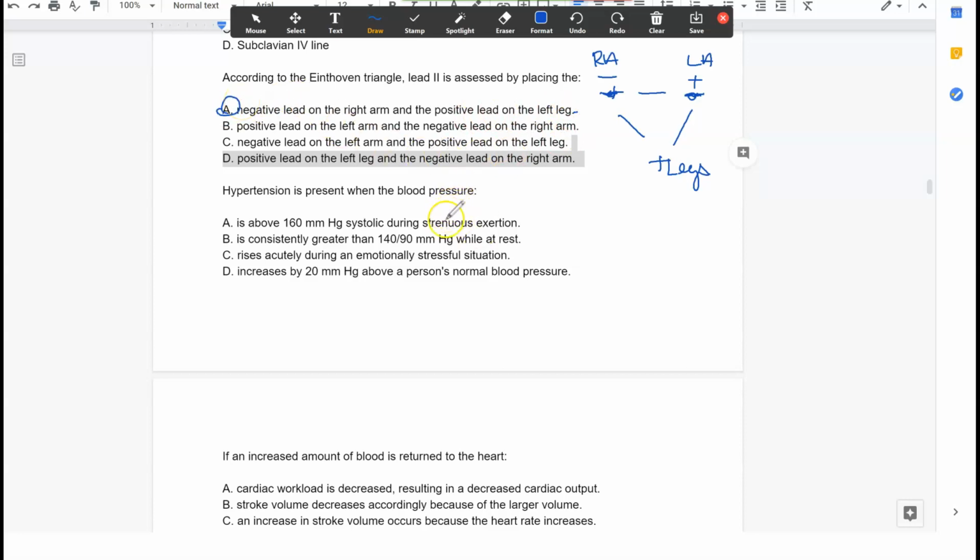Hypertension is present when blood pressure is above 160 systolic during strenuous exertion. No, your blood pressure should be there. That's a good thing. That means your body's working. It's consistently greater than 140/90 while at rest. Yeah. Rises acutely during an emotionally stressful situation. Again, that's a normal compensatory mechanism. Increases by 20 millimeters of mercury above the person's normal blood pressure. That doesn't impress me. Is consistently greater than 140/90 while at rest.